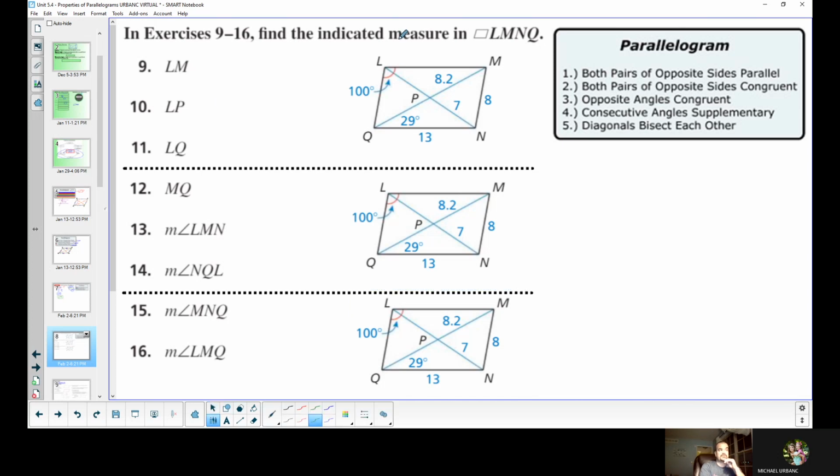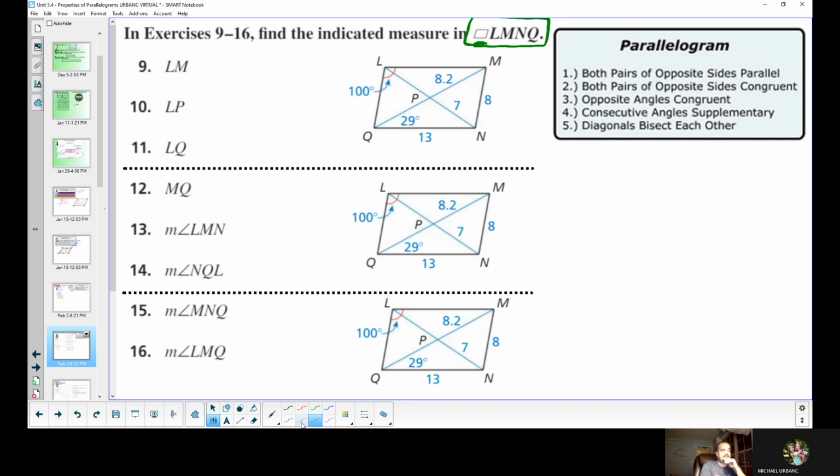So first example, now this is a little different than the last one. They are telling you this is a parallelogram. So remember that little symbol that's in front of L, M, and Q tells us that it's a parallelogram, which means all 5 of these properties are in play. Again, you don't know which ones, you just got to kind of figure that out as you go.